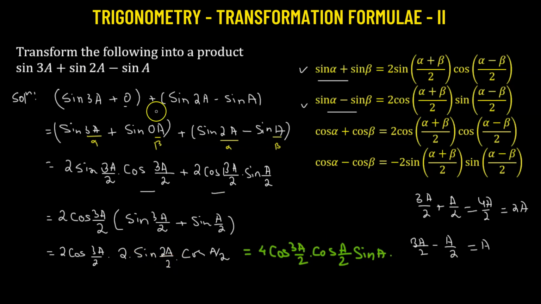So this is how we have successfully converted sine 3a plus sine 2a minus sine a into a product. So that will be 4 times cosine of 3a over 2 cosine of a over 2 times sine of angle a.